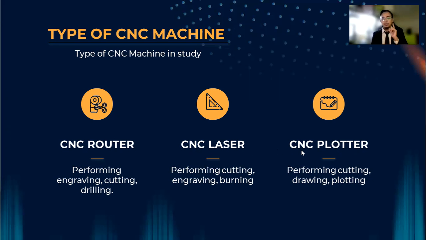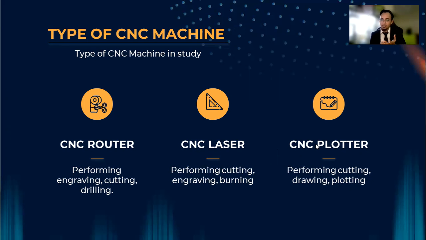And the third machine is the CNC plotter. The CNC plotter performs cutting, drawing, and plotting. It can be in 2 different worlds: it can be subtractive, or it can be additive. Additive is when the machine is programmed or set to draw or add anything on the surface of the workpiece.